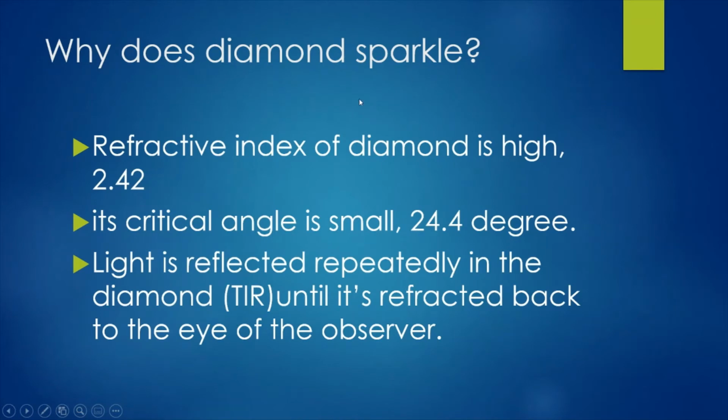Of course, diamond has a very high refractive index, 2.42. With this high refractive index, its critical angle will be small. With a small critical angle, the chances of the incident angle being more than the critical angle will be high, so light will be reflected back, or total internal reflection can take place easily.